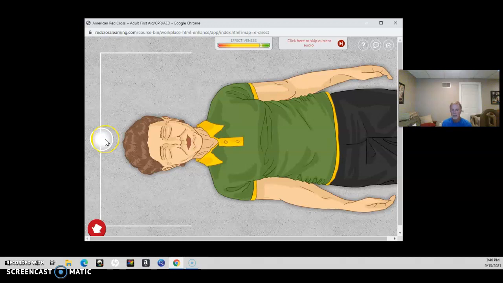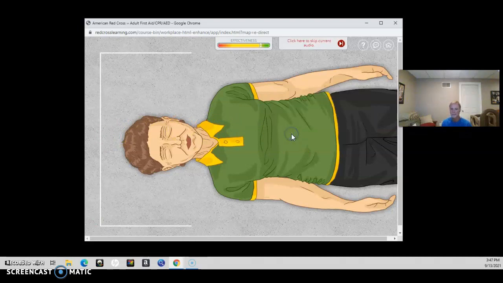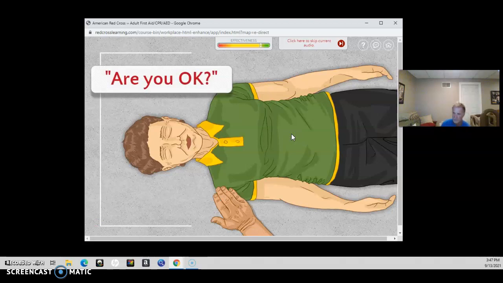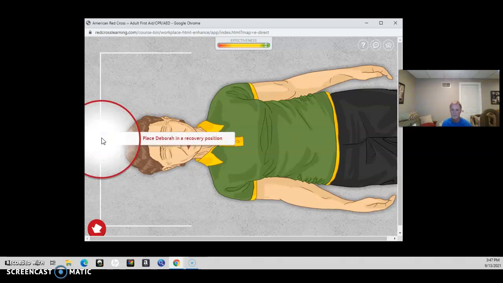Deborah seems to have responded. Complete your check and observe her breathing. So it said to tap the shoulder, shout again, and look for normal breathing. Deborah seems responsive, and her breathing is normalizing. Now, place Deborah in a recovery position. We're going to show you what a recovery position is.